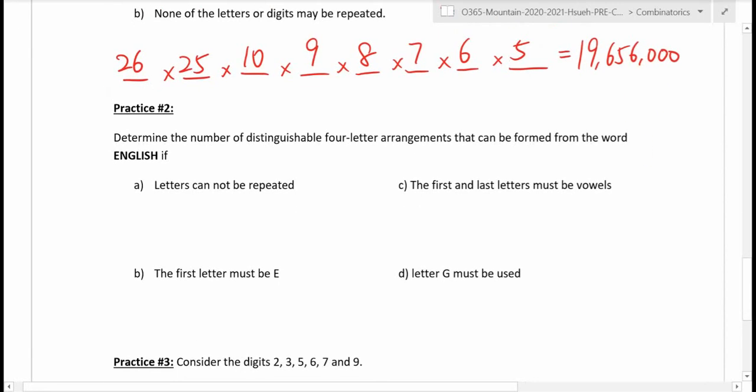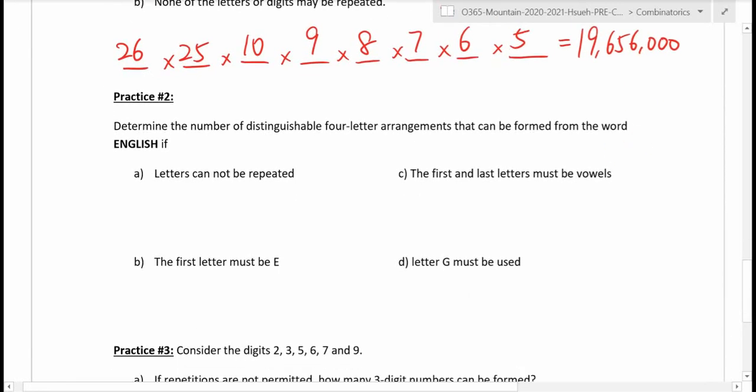Okay, practice 2. So I want you to try these. This is where things are starting to get interesting. There are more restrictions, so you just need to think about it a little bit more. Part A should be easy. See how you do.